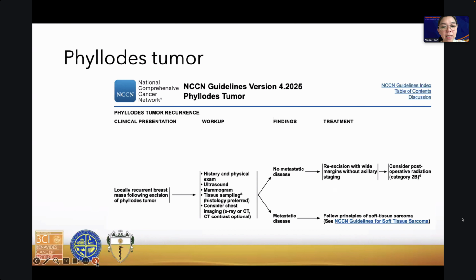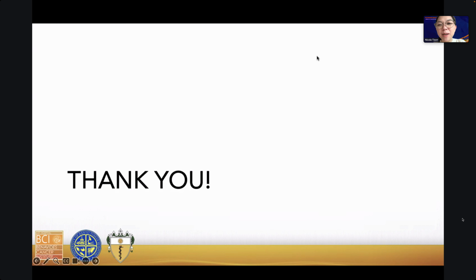I think this is my last slide. If you have a locally recurrent breast mass following excision of a phyllodes and your biopsy proves it to be a recurrent phyllodes or fibroepithelial lesion, then part of our workup would include chest imaging, ideally a chest CT scan, just to rule out any metastatic disease. Okay, that was my last slide.